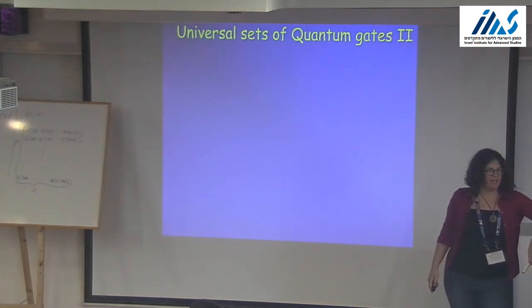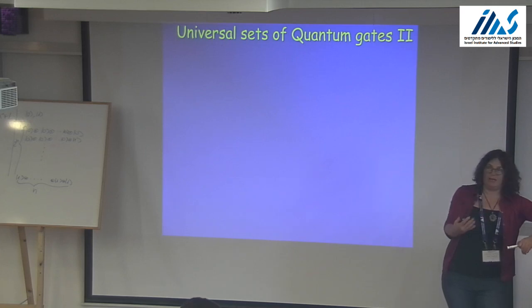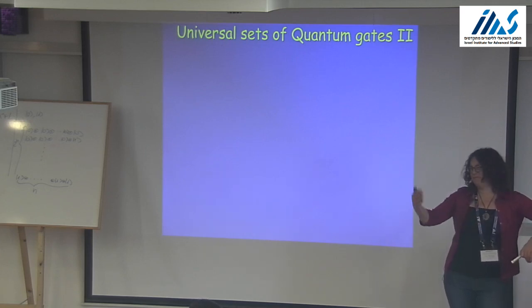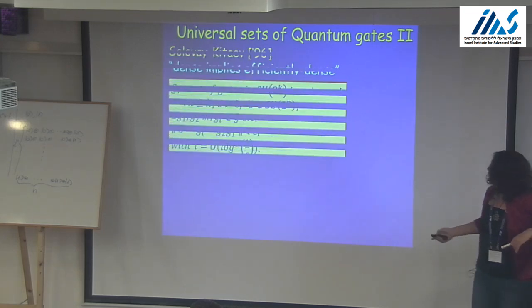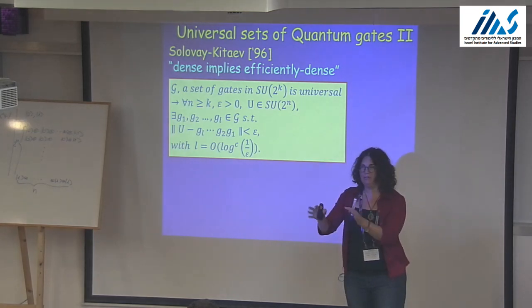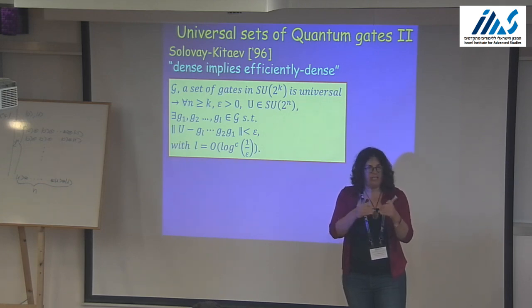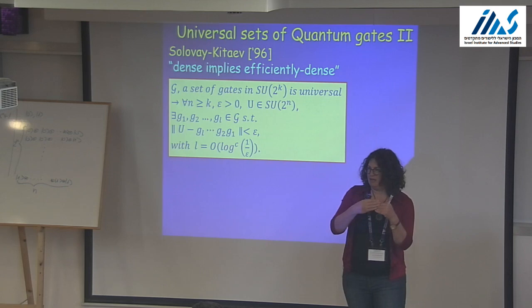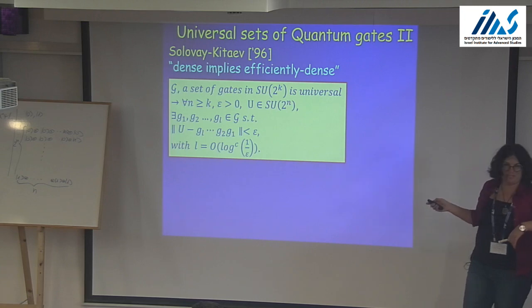It is good, but it's not clear that it's good enough because it depends on how fast you approximate each gate. It could be that you can approximate a gate, but it takes you very long to get to very small epsilons. So now comes a magical theorem called the Solovay-Kitaev theorem that basically says, no, don't worry, everything is under control. Density implies efficient density. So if you have universality, you actually can approximate any gate very fast. Okay, so let me say that more precisely. Let me state the theorem.